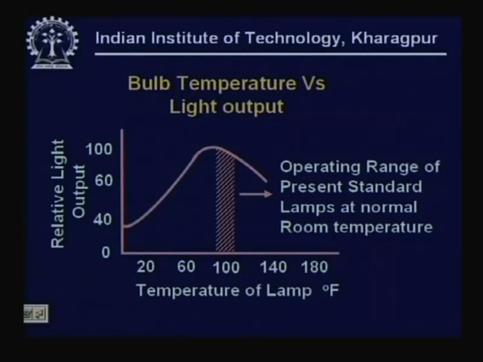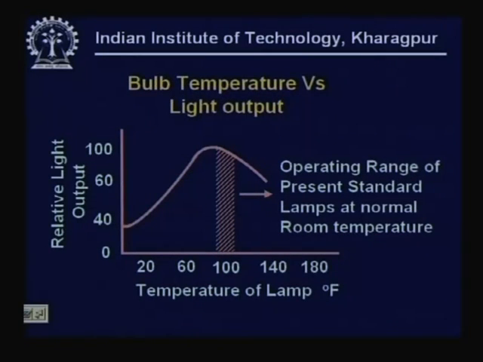Now, let us have a look at the light output versus the lamp temperature shown here. We find that this is in degrees Fahrenheit. If you recall, there is a shaded zone which is marked as the operating range of standard lamps at normal room temperature. You can consider normal room temperature as the comfort temperature for human beings, around 25 degrees centigrade.